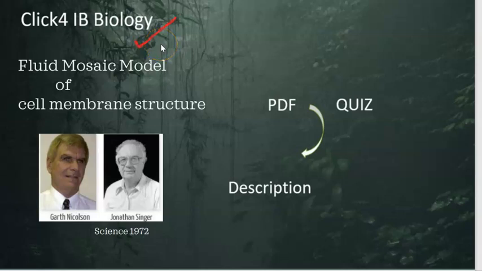Click for IB Biology. Here we're looking at the proposed fluid mosaic model of cell membrane structure, which was first published in 1972 by Garth Nicholson and Jonathan Singer, working out of the University of California, San Diego. I remember the publication well, as my biology teacher ran into the room with a copy of the magazine.